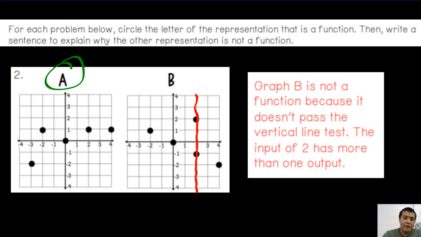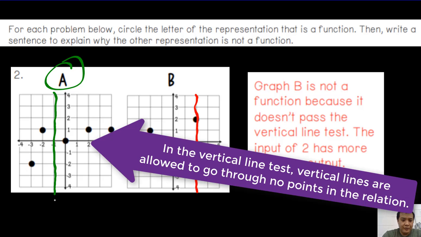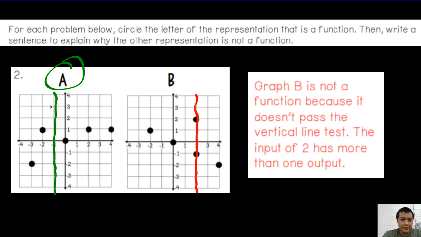Now notice how the vertical line test, it doesn't matter if the line goes through no dots, or no points inside the relation. That is perfectly fine, as long as if there is an input, the output is at most one thing.